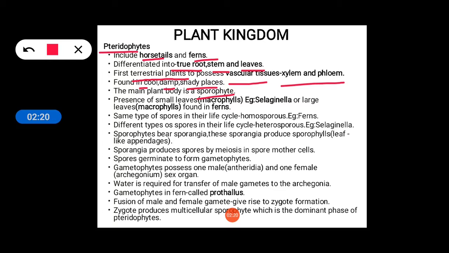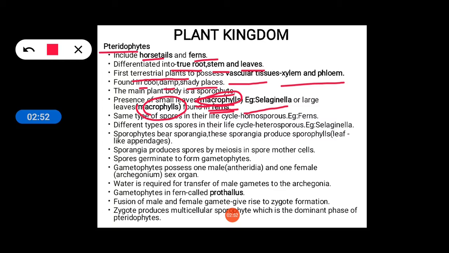Okay. Then, presence of small leaves in some pteridophytes, for example Selaginella. There is a presence of small leaves and these leaves are known as microphylls. Or in some pteridophytes such as ferns, the example is fern, we find large leaves and these leaves are termed as macrophylls. Macro means large, macrophylls. Okay.